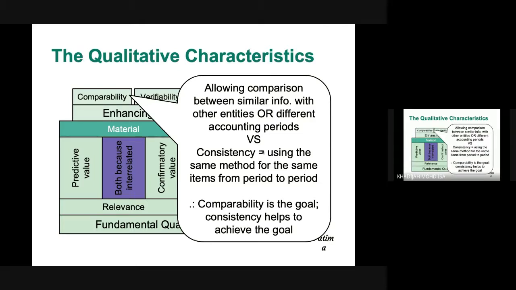So you have to make it consistent. We have to make this one based on apple, and you measure this one also based on apple. The method is also apple, here is also apple. So then only you can compare, right? So comparability is the goal of the financial statement, yeah? But in order to be able to use that comparability characteristic, we have to use consistency. So you say that consistency helps to achieve the goal to compare.